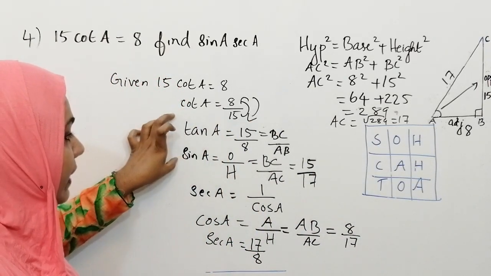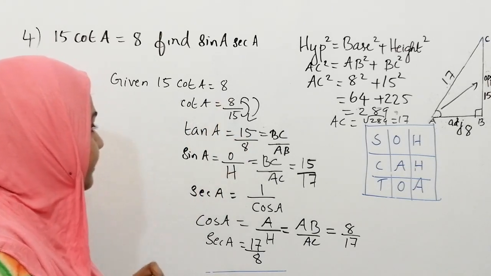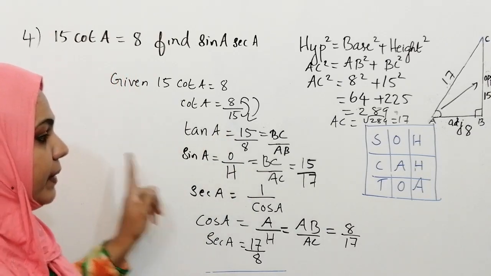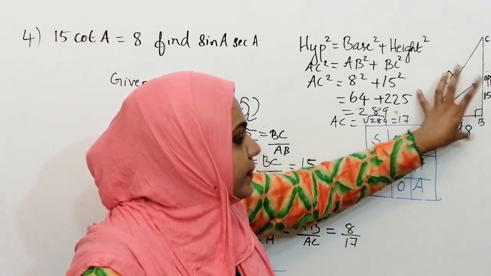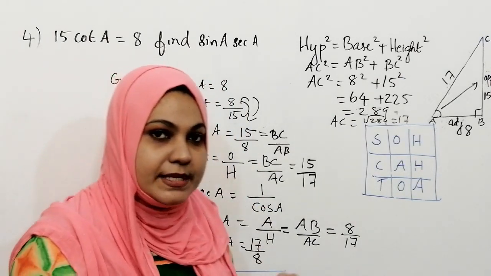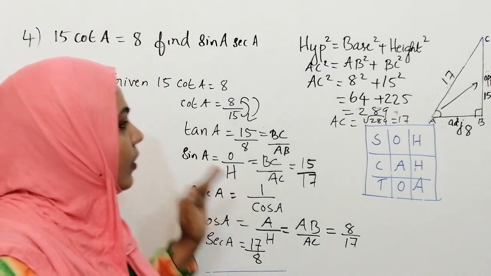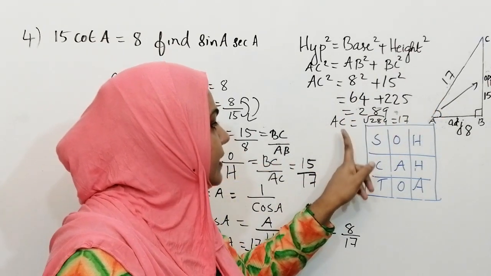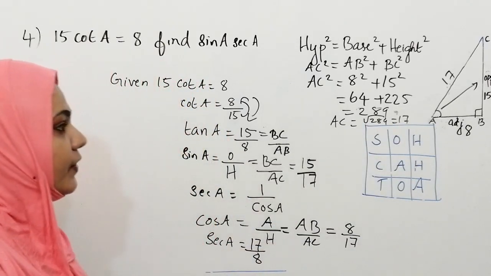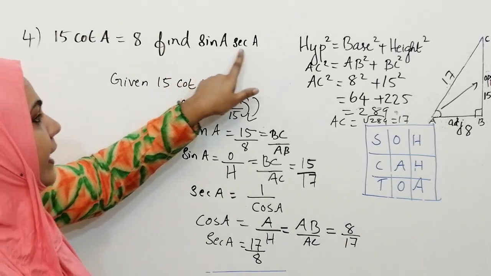Cot A is equal to 8 by 15. You know that tan A is the reciprocal of 8 by 15. So what did we get? 15 by 8. Tan means opposite to adjacent. So we substitute the value here. After that we can understand one side was missing. That also we found by Pythagoras theorem. Using Pythagoras theorem we got the third side, that is our hypotenuse. What is the measurement of the hypotenuse? 17. So after finding the three sides we can come to our question, that is sin A and sec A.